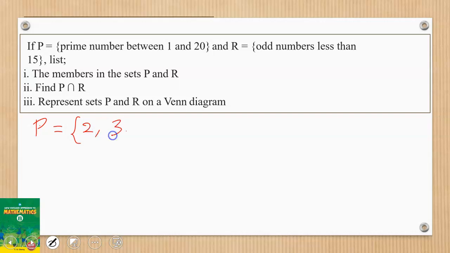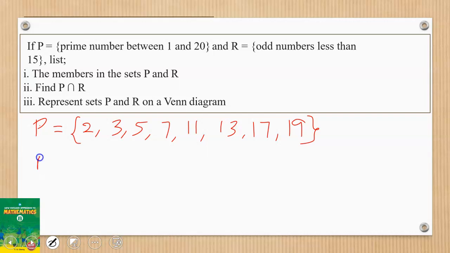Then we go to 3, 5, 7. Then 9 is not a prime number, so we go to 11, 13. 15 too is not a prime number. We go to 17 and then 19. So these are the prime numbers between 1 and 20.